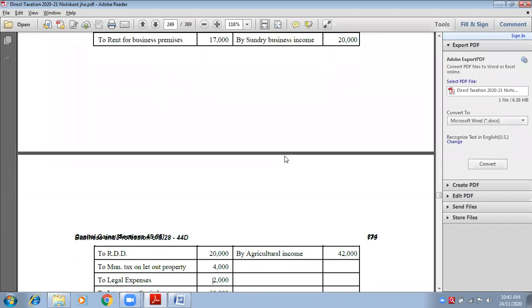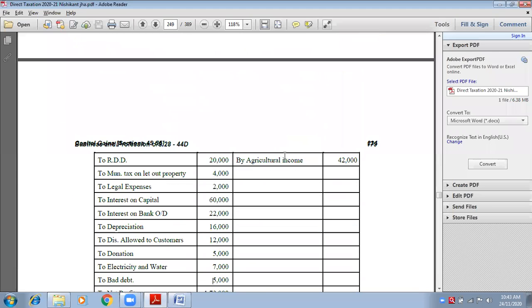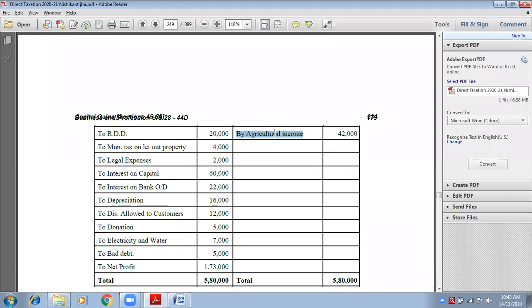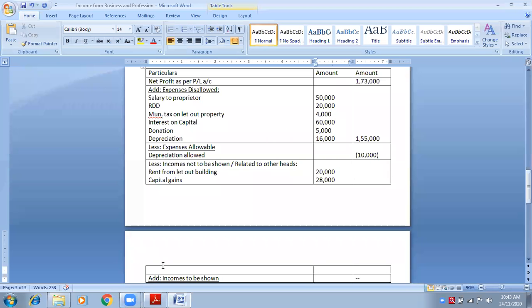Let it be. हम वो चीजें निकाल रहे हैं जो बिजनेस से रिलेटेड नहीं है. एग्रीकल्चरल इनकम. Is it related to business? Your business is agriculture. No. Very good. So if it is not related to business, we need to take it out from the P&L. To take it out, we will deduct agricultural income 42,000. So we will write here, next item, agricultural income, and the amount is 42,000.